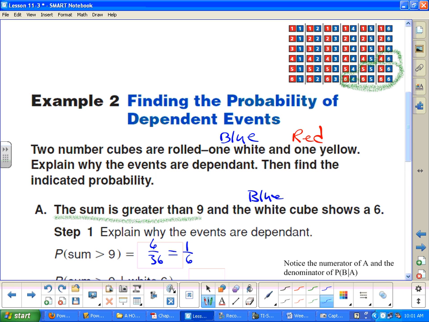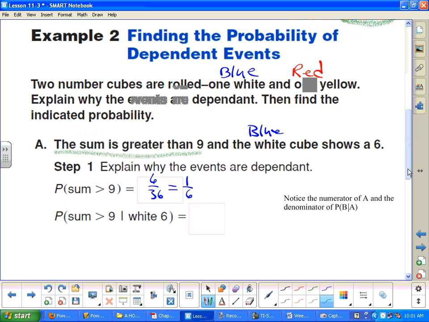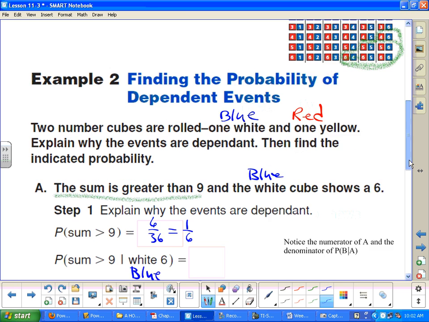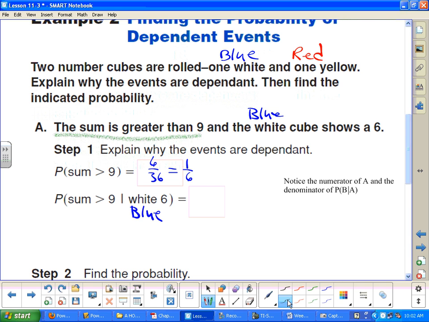Now we're going to look at the probability that the sum is greater than 9 and the blue has a 6. So now we're only focusing on just those 6. We're not worried about anything else because we said sum is greater than 9. That's a given. And now we're looking at the blue cube shows a 6. How many of those sums greater than 9 have a 6 on the blue one? 3. So that probability is going to be 3 out of 6.